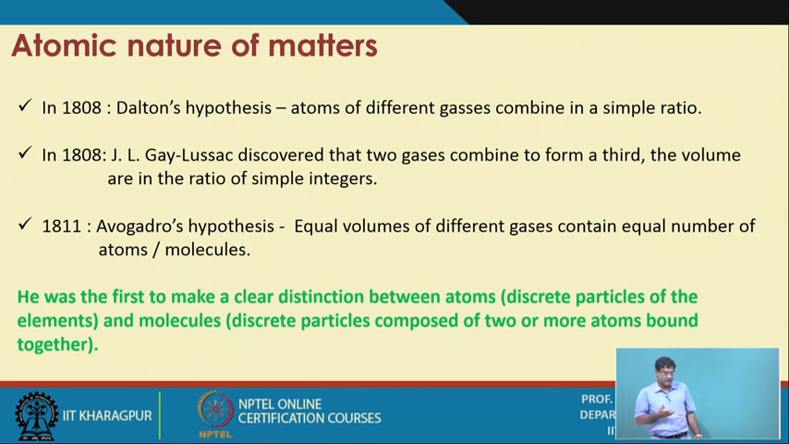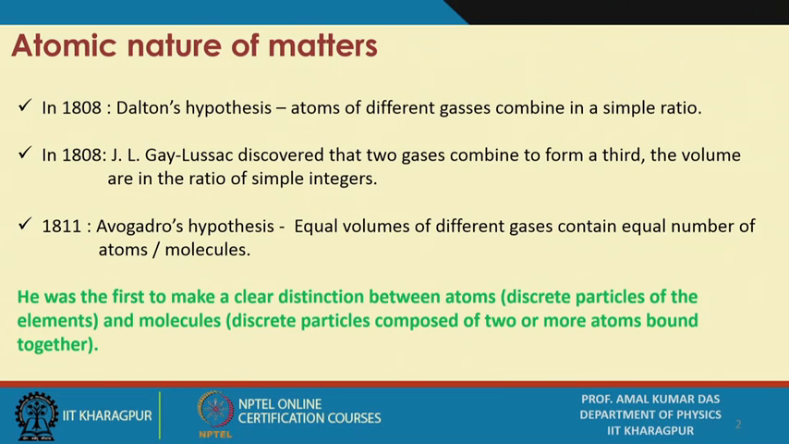Atoms he described as discrete particles of an element or a substance, and molecules as discrete particles composed of two or more atoms bound together. So he is the first to make a clear distinction between atoms and molecules.